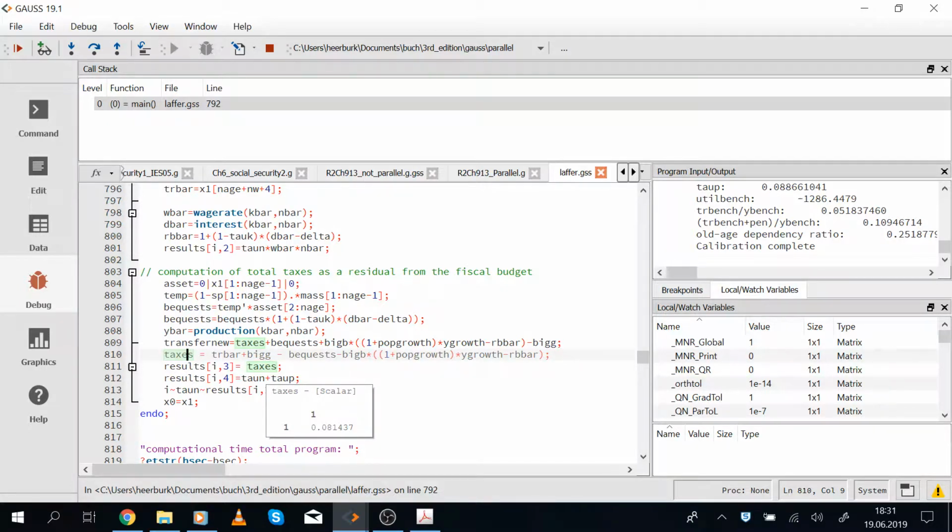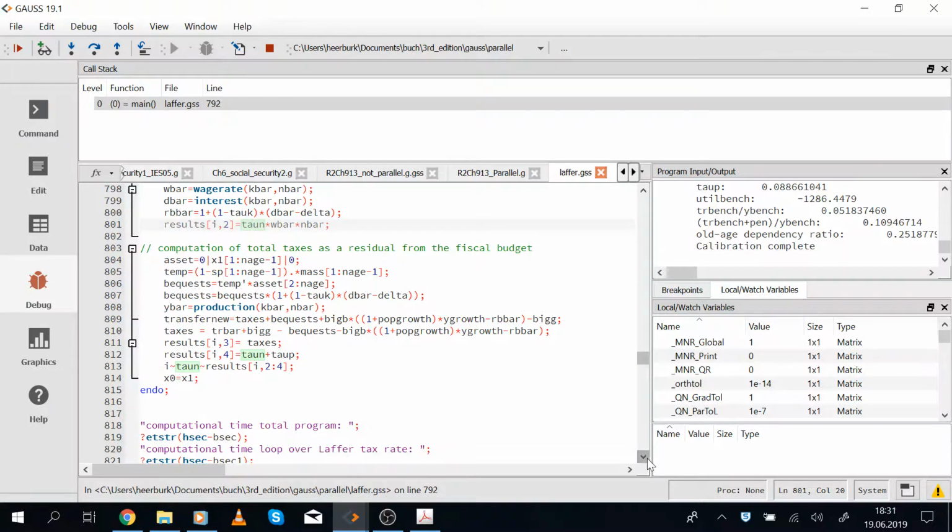So our variable results stores the labor income tax, total taxes, and the labor income taxes tau and wage income taxes tau n times v bar, w bar, n bar, that we display as our labor income tax revenues in our Laffer curve.